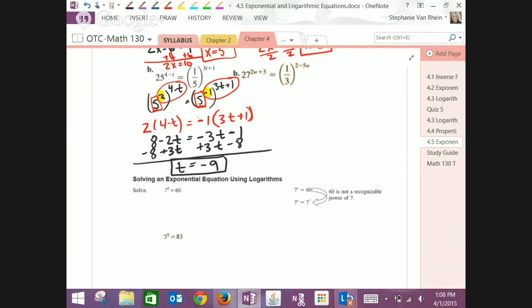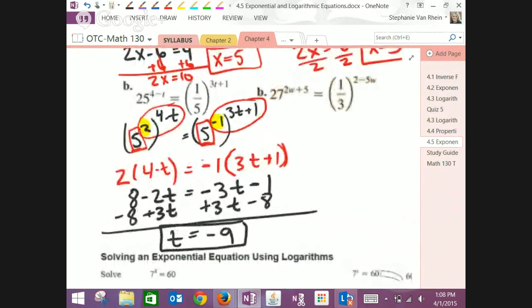Which one's the extra steps? The natural log usually. Yeah, when you have the same base, if you can write them as the same base, it might not look like you have the same base, but if you can write it where the bases are the same, you're going to save yourself some work because you're not going to have to worry about logs at all. But if you do use the logs, your answer is not going to be wrong. It's just going to take some more time to get there, which is fine.